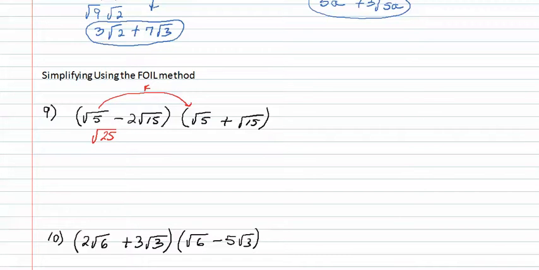Okay, then I'm going to multiply this term with the outer term. And this is where they get the O. So radical 5 and a radical 15 is positive radical 75.